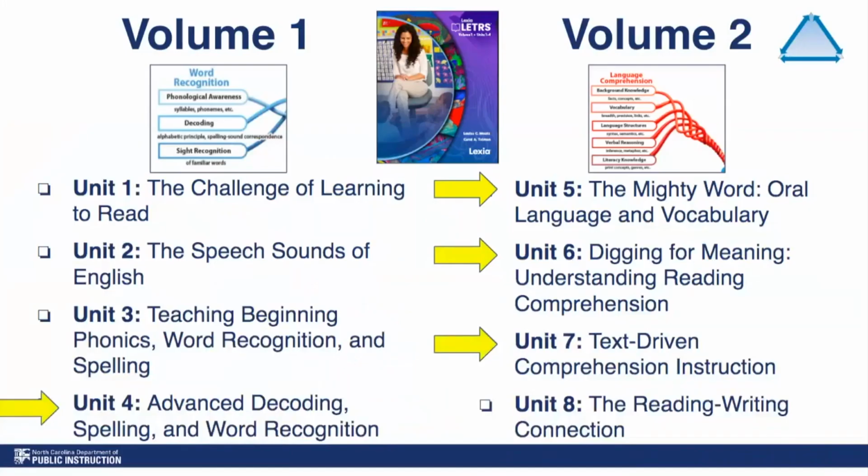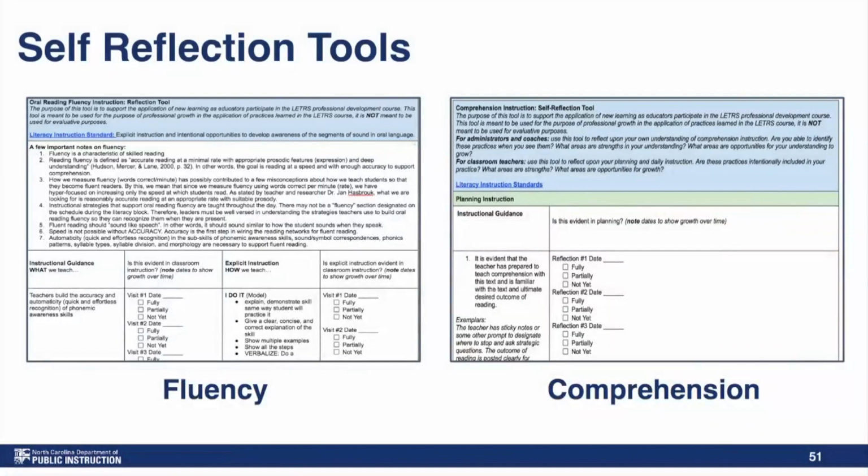So before we move into the literacy intervention plans, we just wanted to highlight where today's topics can be found within volume 1 and 2 of LETRS content. Today's focus areas of fluency and comprehension are going to be found within units 4, 5, 6, and 7. And also, since we've shared these in previous sessions, Office of Early Learning has created self-reflection tools for both fluency and comprehension and all of the Big 5 components. They're all linked in the Padlet.